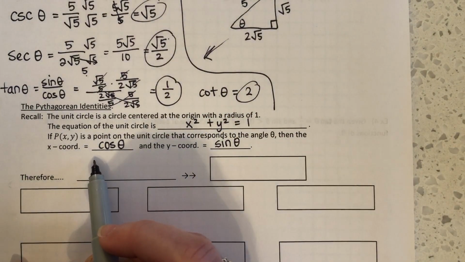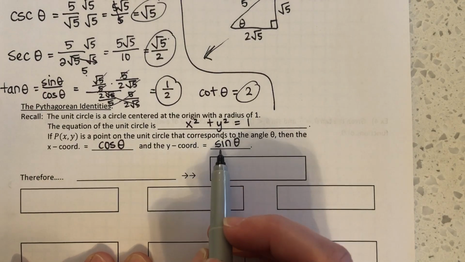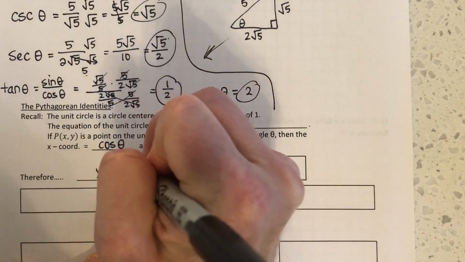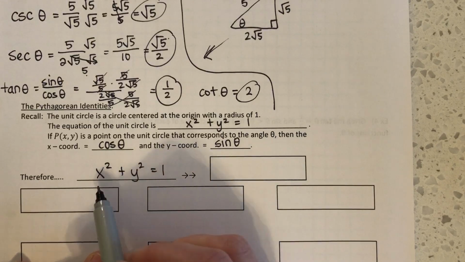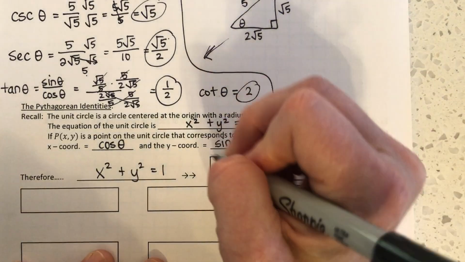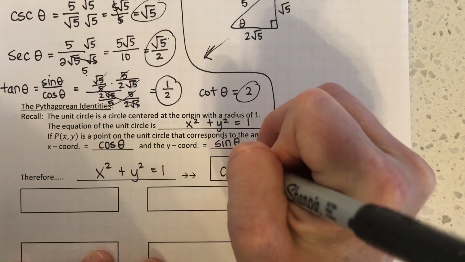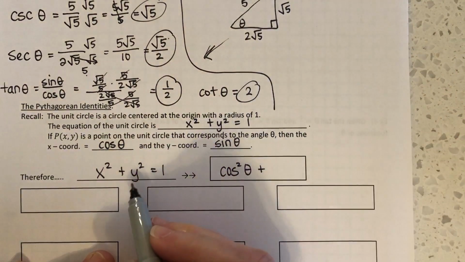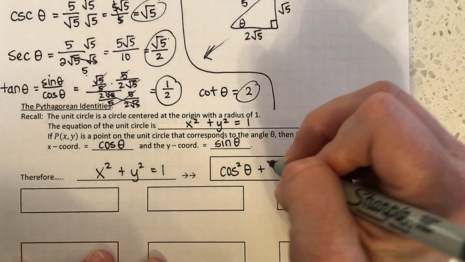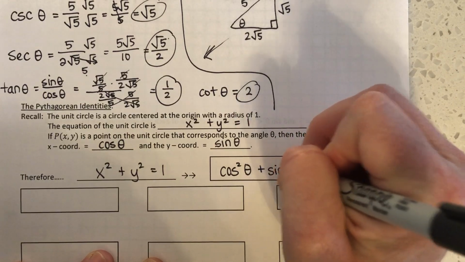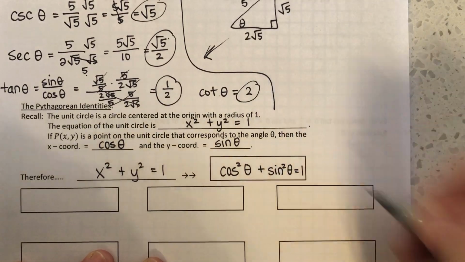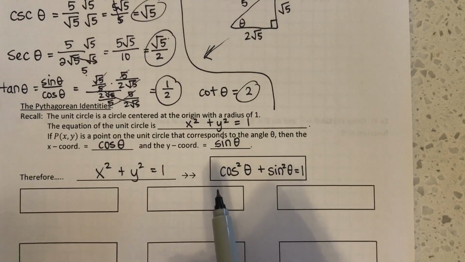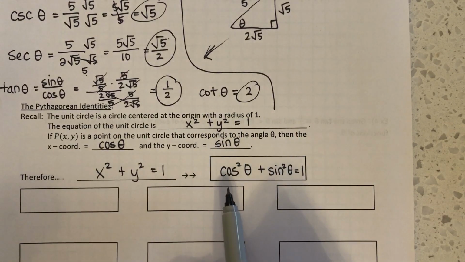So if the x coordinate equals the cosine and the y coordinate equals the sine, then I can rewrite the equation x squared plus y squared equals 1. Since x is equal to the cosine, I can rewrite that as cosine squared theta, because it is x squared, so the cosine function has to be squared. Plus, if y is equal to the sine of angle theta, I can rewrite y squared as sine squared theta, and then it still equals 1. So that's an identity. It's a statement of equivalence. I can now rewrite the equation of the unit circle in terms of cosine and sine.